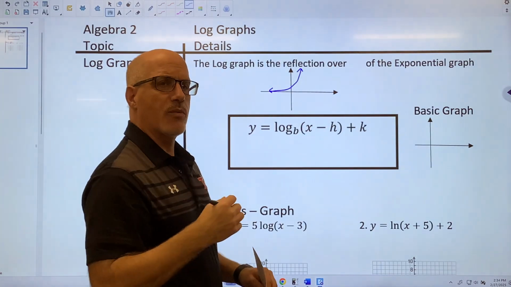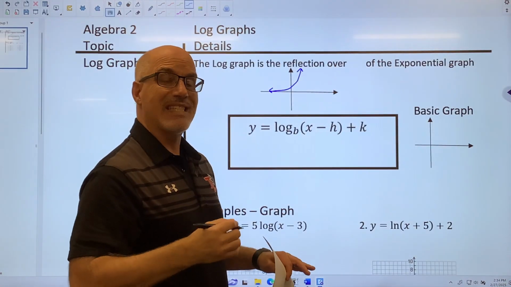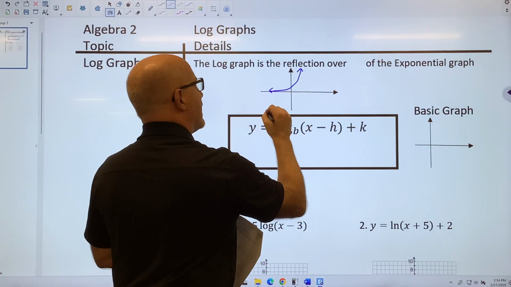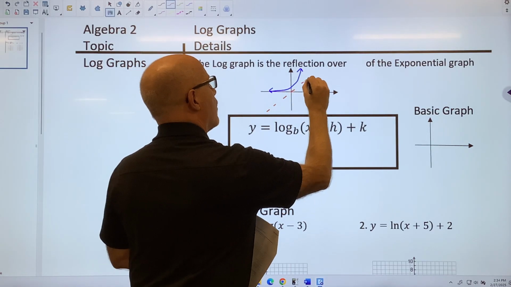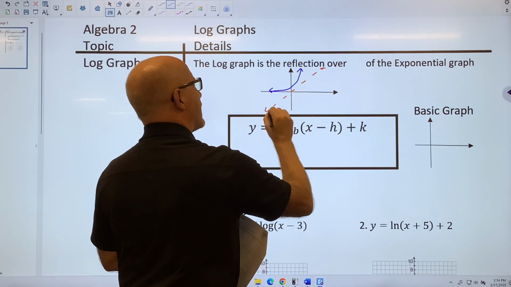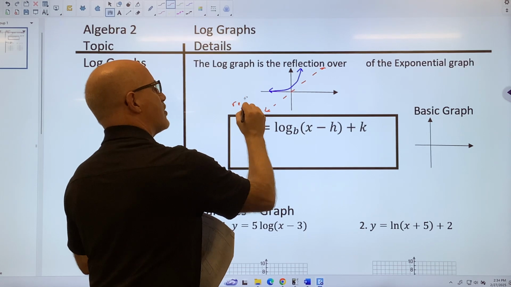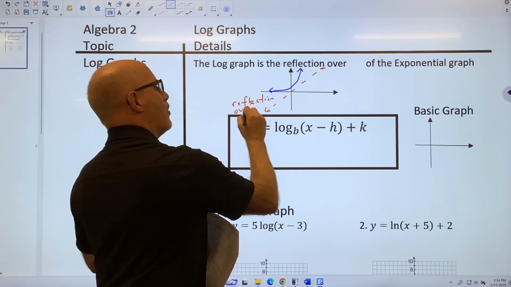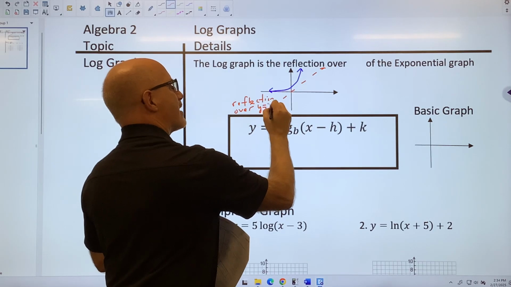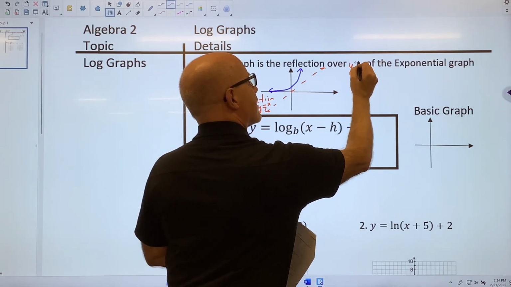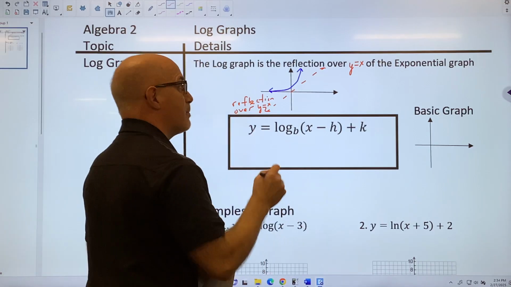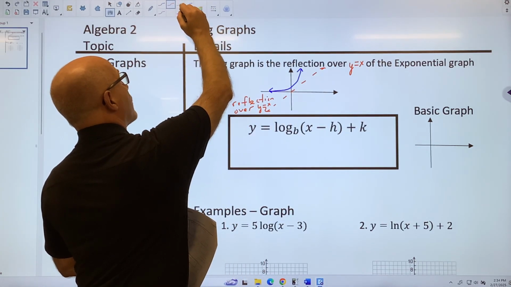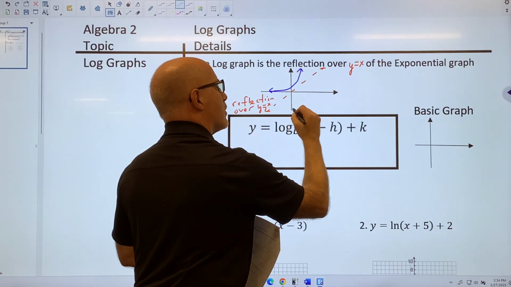And when we want to find the log, since it's the inverse of an exponential, it is the reflection over the line y equals x. So reflection over y equals x of the exponential graph. So when we look at the graph, what we'll see then for the log is it will look like this.